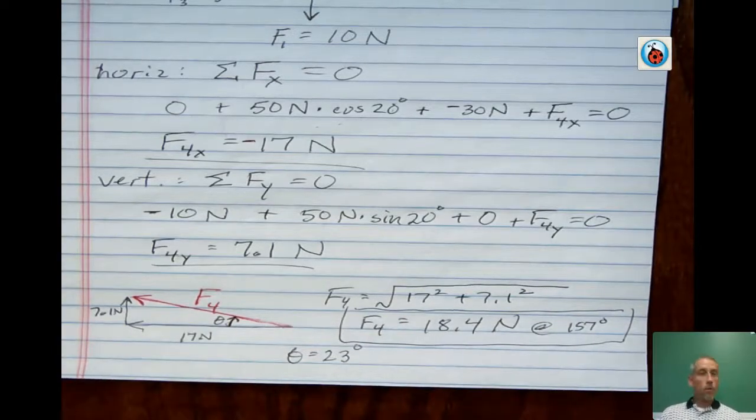So that's a good example of how you can mix components in with an equilibrium problem. Hopefully the ones you see kind of resemble that. We'll call that it for now.